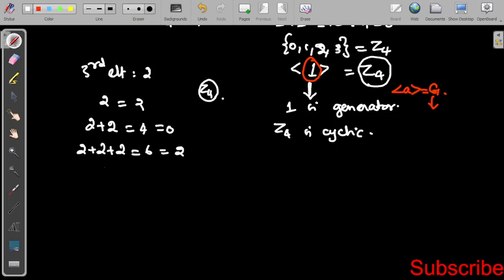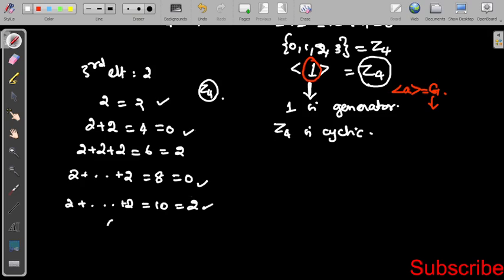The remainder is 2. Again taking 2 four times gives 8, the remainder is 0. Taking 2 five times gives 10, the remainder is 2. So you can see the pattern 2, 0, 0, 2. The elements that exist here are 0 and 2 alone, which is not equal to Z4. So the element 2 is not the generator, because the group generated by 2 is not equal to G.